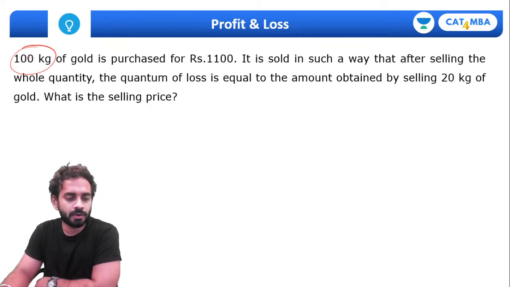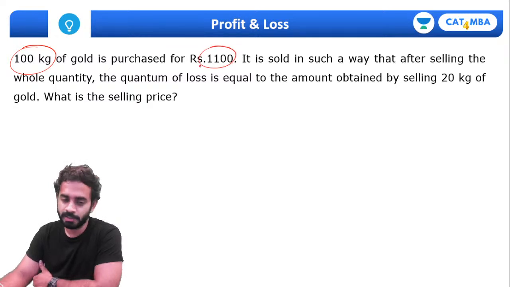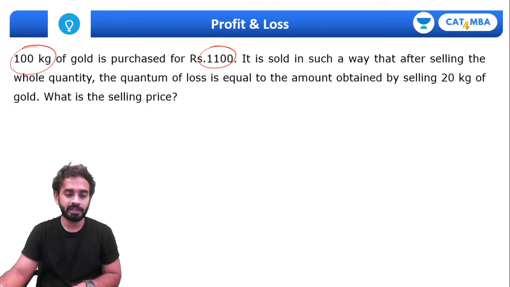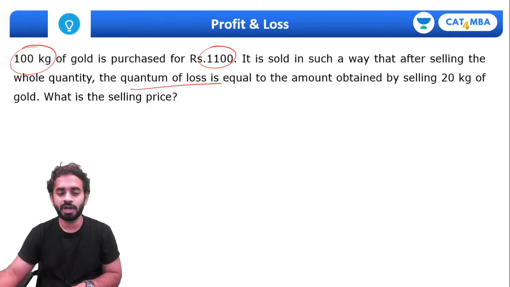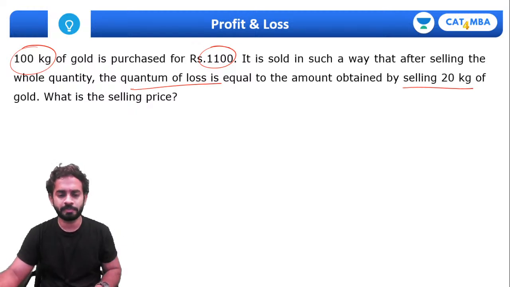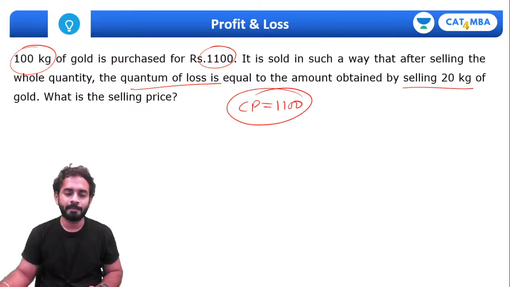1000 kg of gold is purchased for 1100 rupees. It is sold in such a way that after selling the whole quantity, the loss is equal to the amount obtained by selling 20 kg of gold. What is the selling price? It's a very simple question. First of all, tell me what will be the total cost price. Total cost price is 1100 rupees.